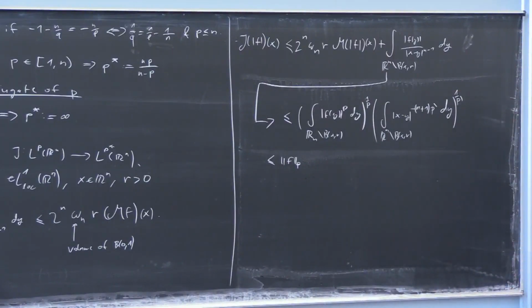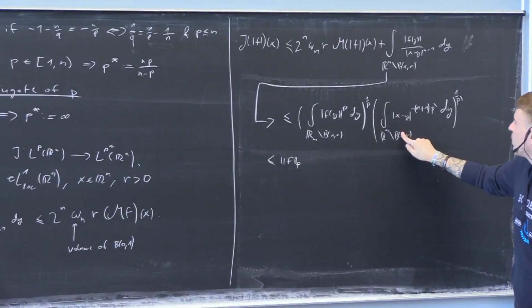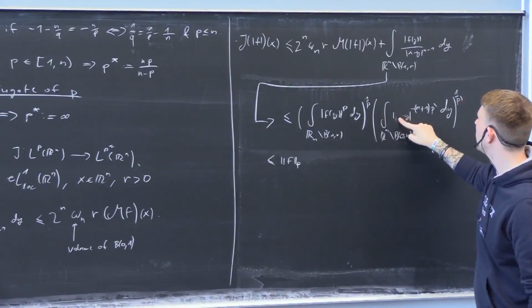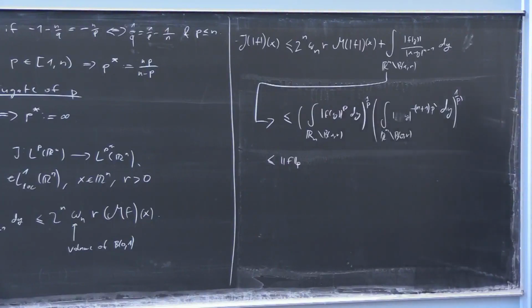And the second part, when we look at it, it looks really much like we want to use polar coordinates. So let's do this. First of all, we can use a translation. Here we excluded a ball around x, but also here we have x minus y. So we can just replace this x by a 0, and then here just write y. Okay, nothing happened. Now we want to introduce polar coordinates.